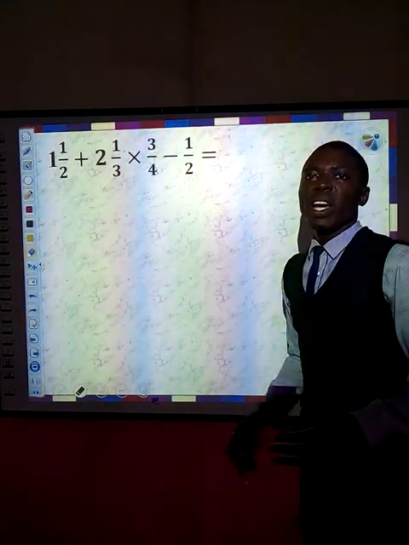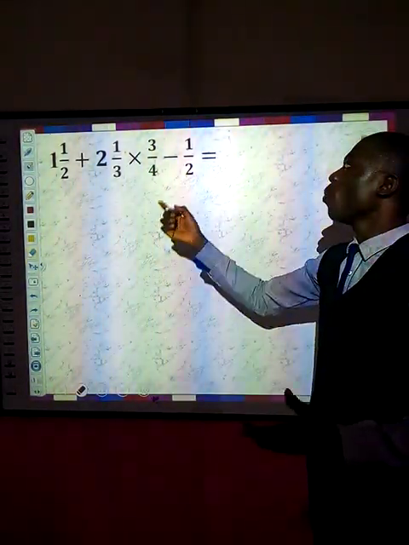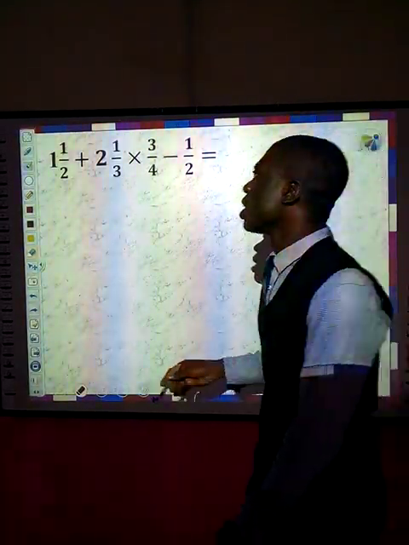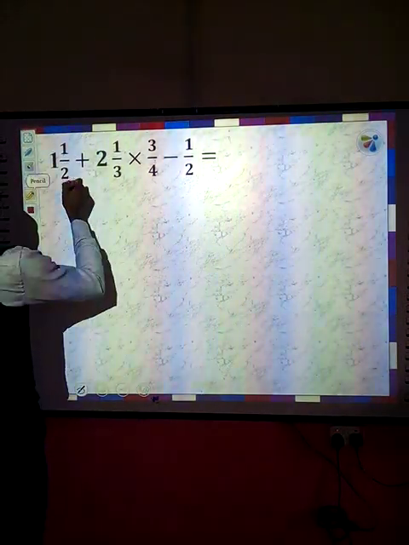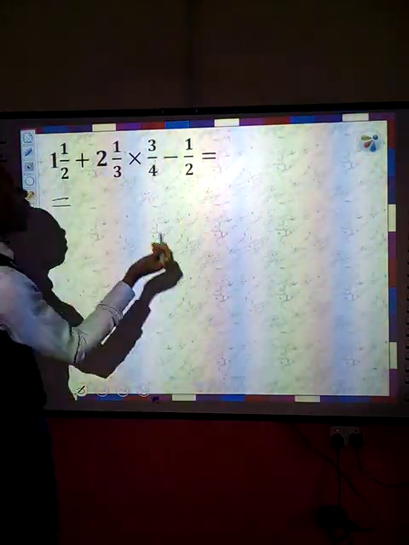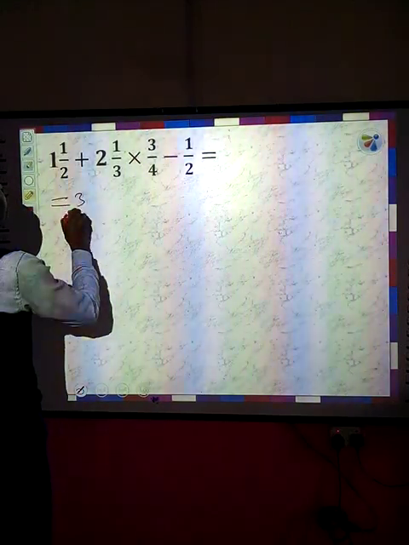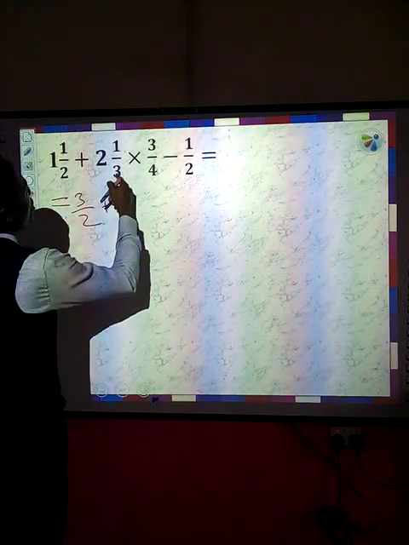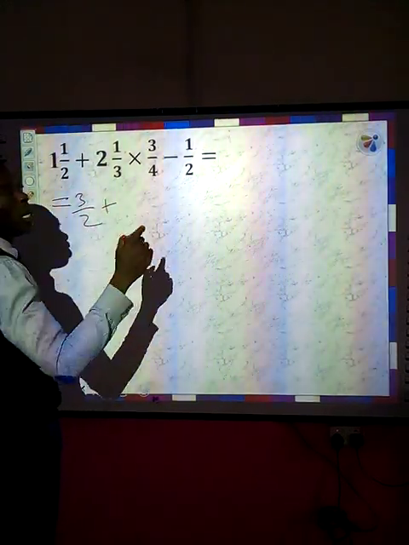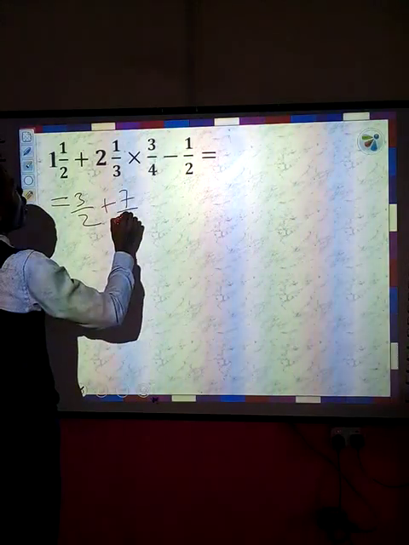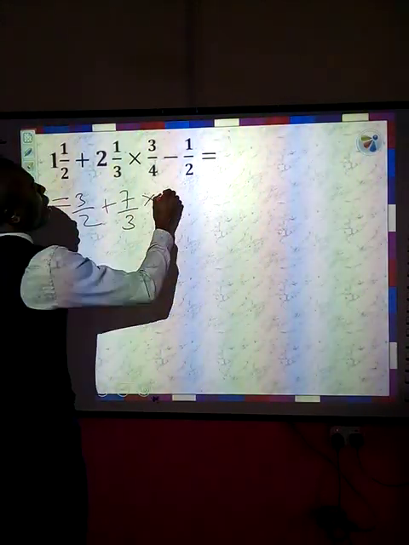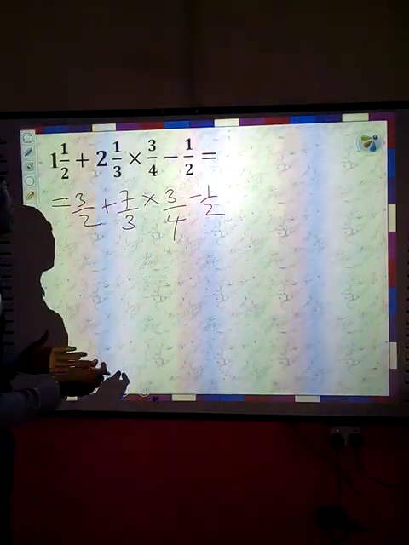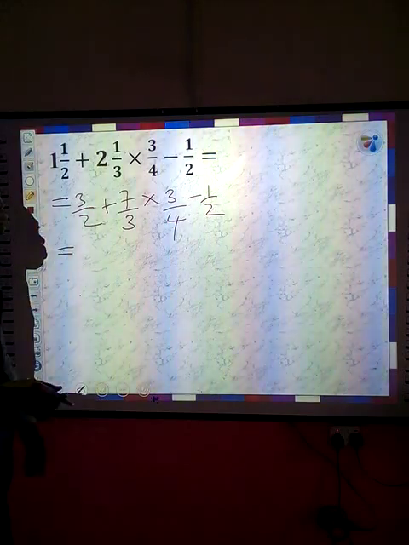The first thing you do here is to transform all the numbers that have mixed fractions, you change them to improper fractions first. How do I do that? I'm going to start here. This one, if you turn it to an improper fraction, you're going to have 3/2. That is 2 times 1, then you add the numerator. Plus, when you come here, this is 3 times 2, you get 6 plus 1. You're going to get 7, so you have 7/3. Then multiplied by 3/4 minus what? 1/2. This is how we start. Now this will be equal to.